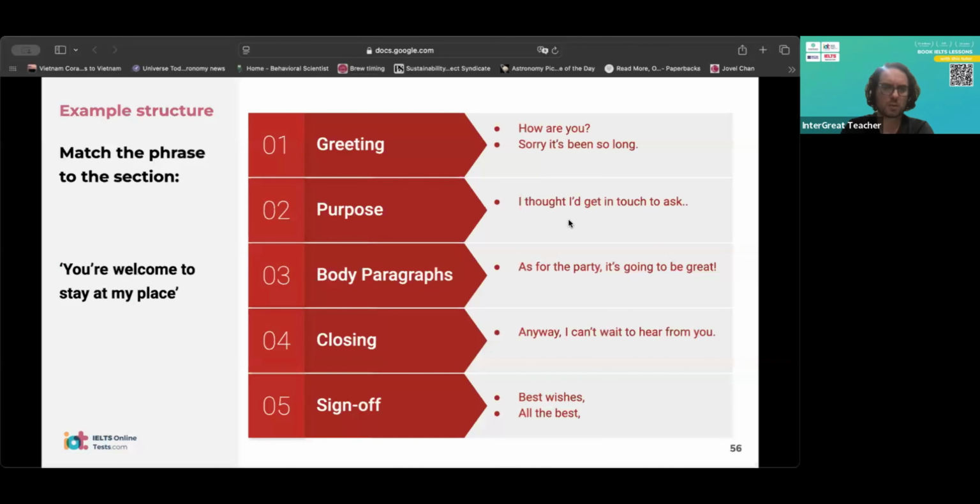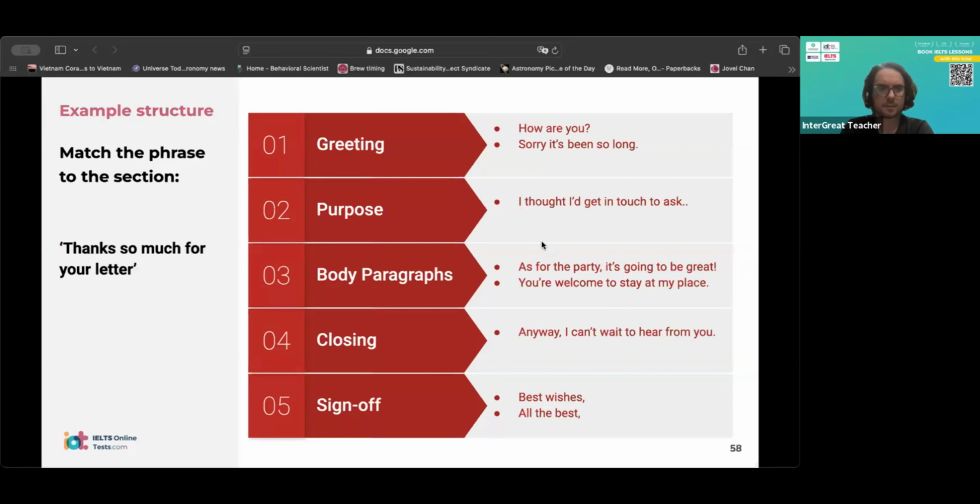How about this one? You're welcome to stay at my place. Now, remember, guys, there were 3 key bullet points. The last one mentioning that they had a free spare room. So this is definitely something you will include in the middle of your letter.